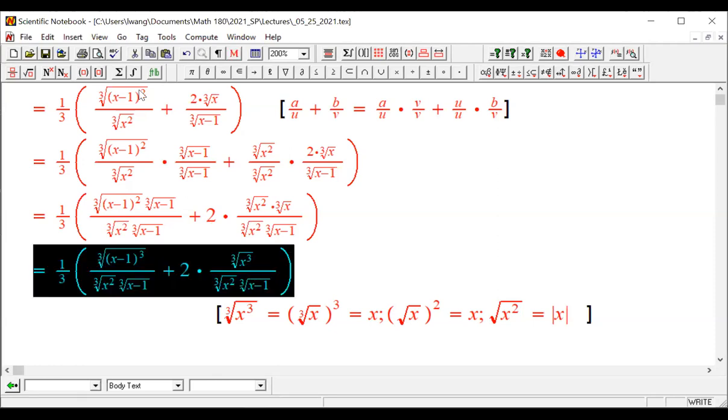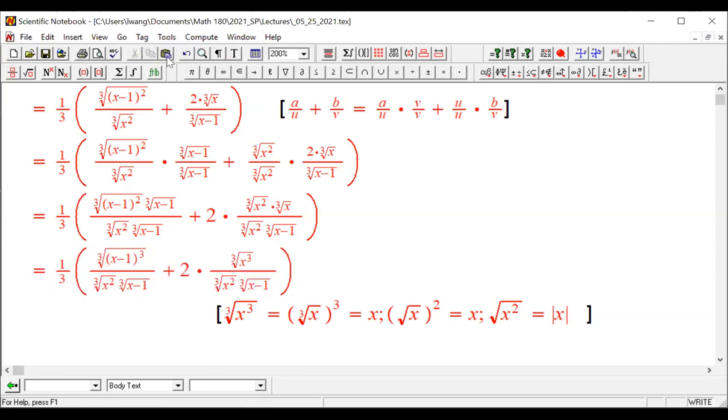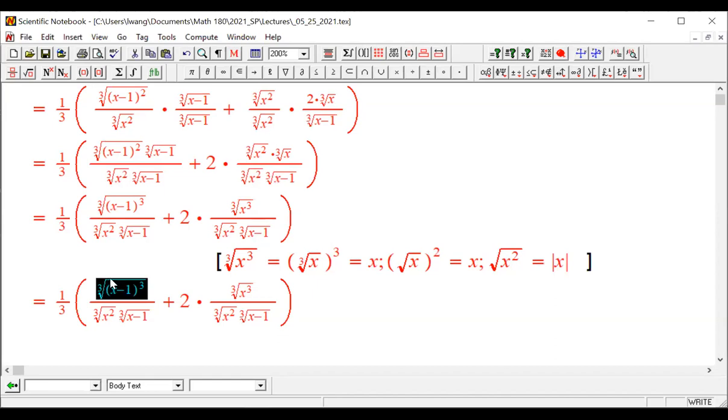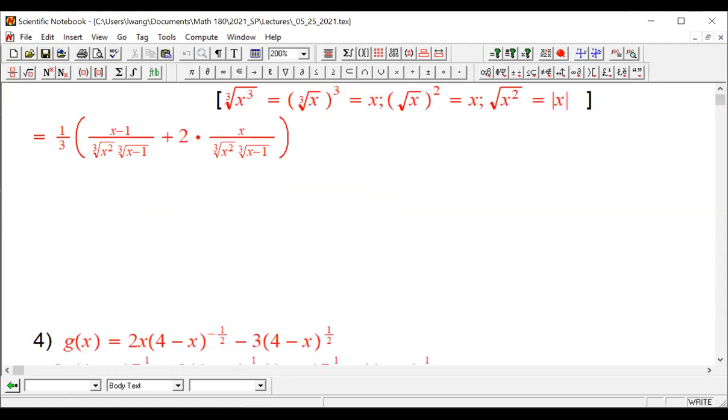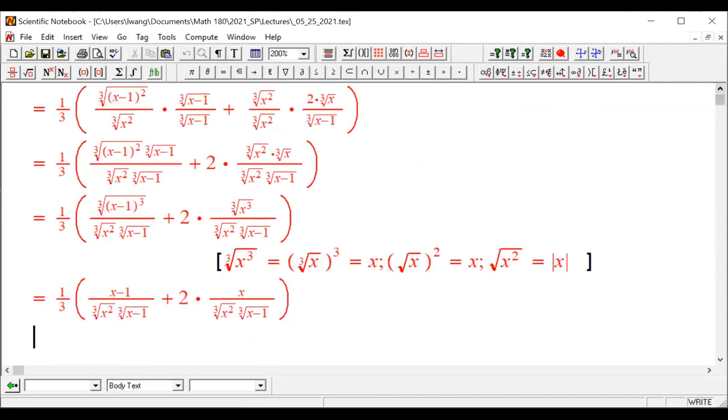Now, the next step. So this is going to be x minus 1, and this is x. Right? By this time, any questions? I'm waiting for you guys to write it down. Because I can do copy and paste, and you have to write it down. You must write it down, please.